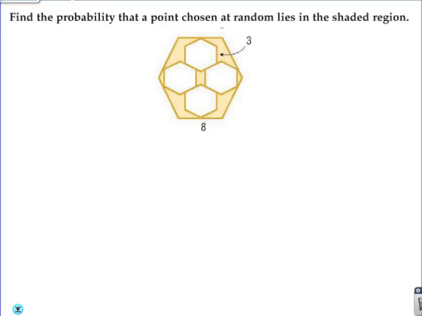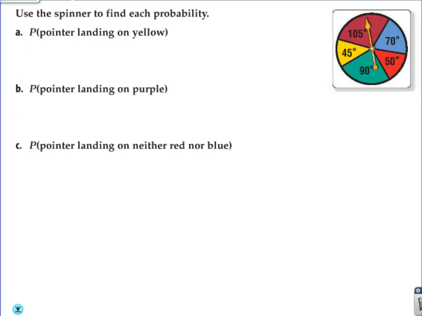Okay, a couple more problems, 2 or 3 more problems. Let's do this one. We'll skip the next one. What's the probability? This is a tough one. Use a spinner to find each probability. What's the probability that the pointer is going to land on yellow? Now, that's not 45%. That's 45 degrees.